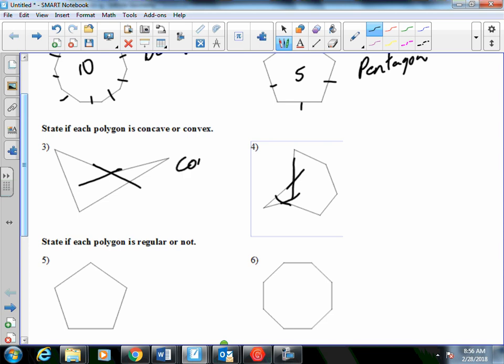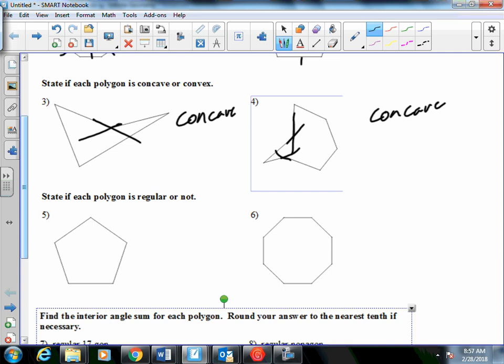So both of these are going to be concave. The one for number 5, when you extend the lines and they don't go inside, that would be convex.